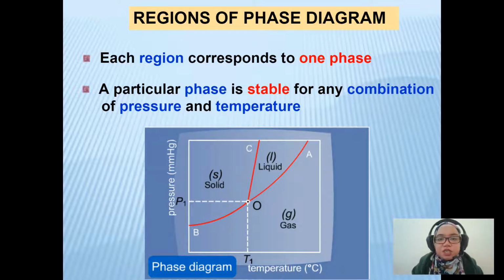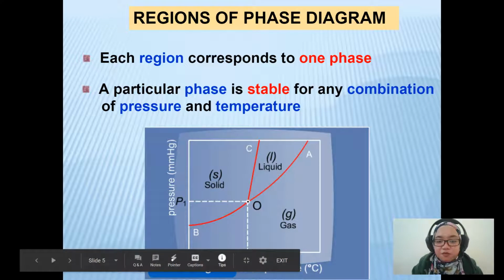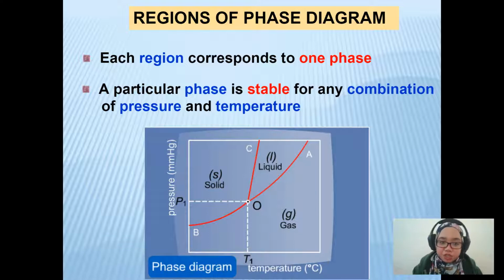So regions of the phase diagram. Each region in the phase diagram corresponds to one phase. For example, untuk region ni untuk solid je. This region is for liquid and this region is for gas. And a particular phase is stable for any combination of pressure and temperature.